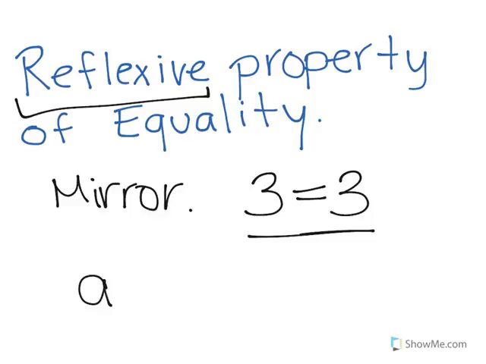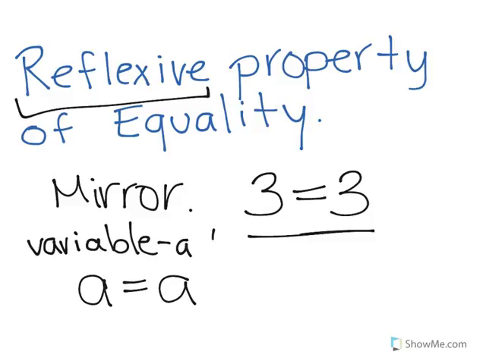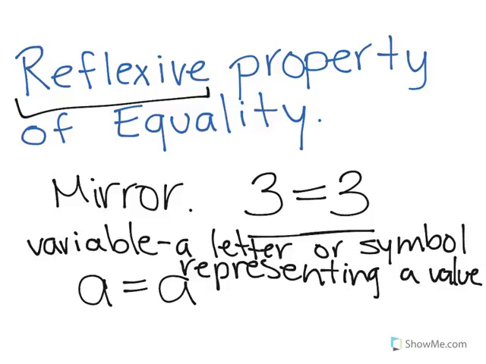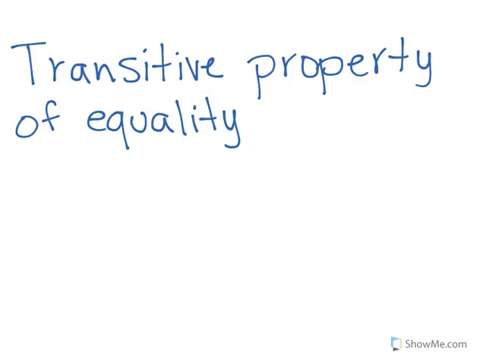Even A is equal to A, maybe we have a variable. So remember that a variable is maybe a letter or symbol or something representing a value. So it could be A is equal to A. So maybe if we say B is equal to B, that's true as well. So that's it for the reflexive property.